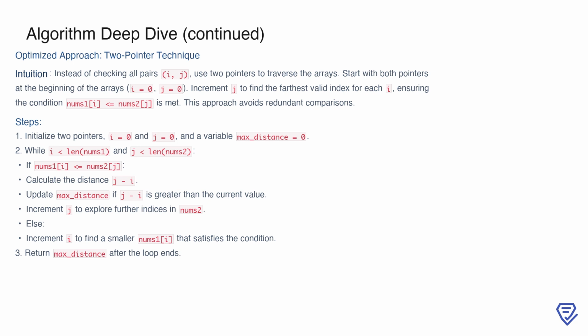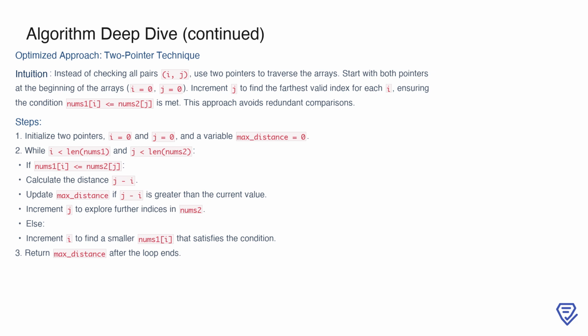During this traversal, we calculate the distance j - i whenever the condition is met and update max_distance if the new distance is greater. If the condition fails, we increment i to find a smaller value in nums1 that might satisfy the condition with the current or subsequent values in nums2.